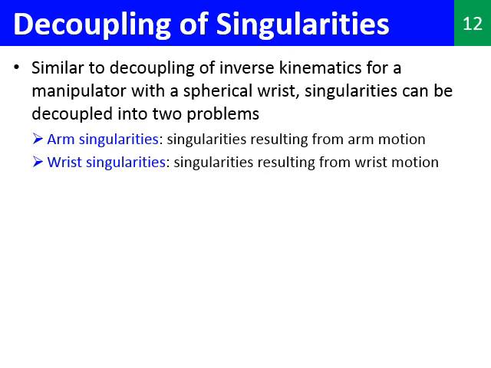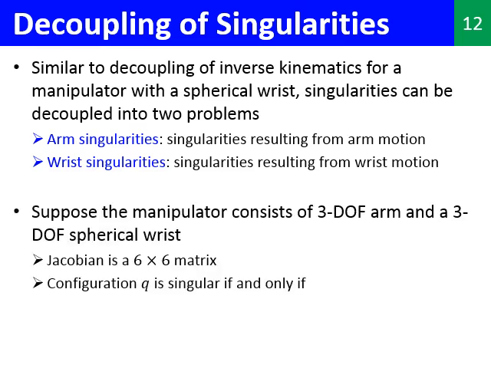We already know that we can decouple inverse kinematics for a manipulator that has a spherical wrist. So in similar fashion, we can decouple singularities into two problems: the arm singularities and the wrist singularities. So the arm singularities result from arm motion, whereas the wrist singularities result from wrist motion.